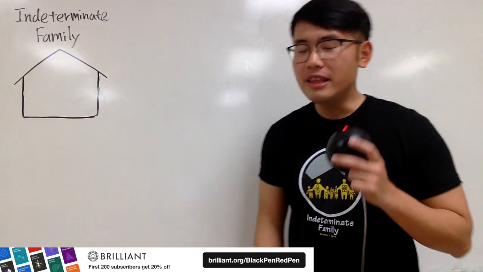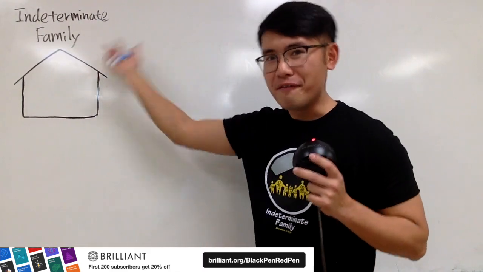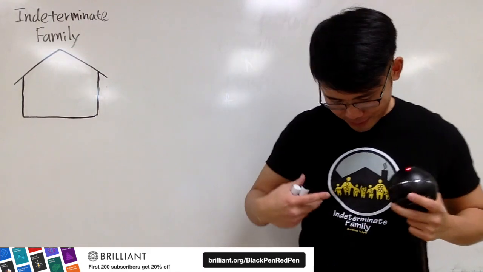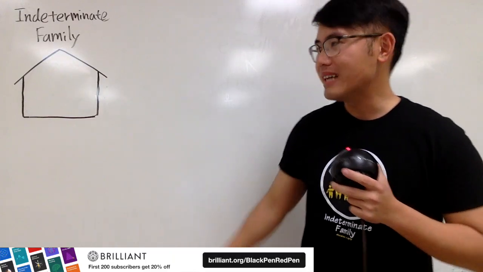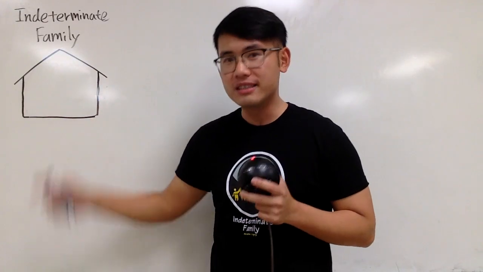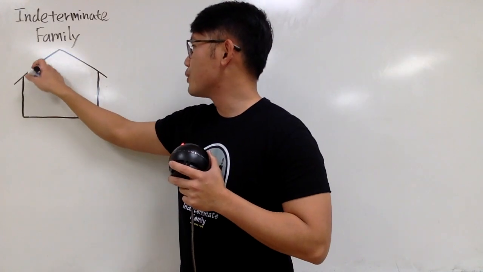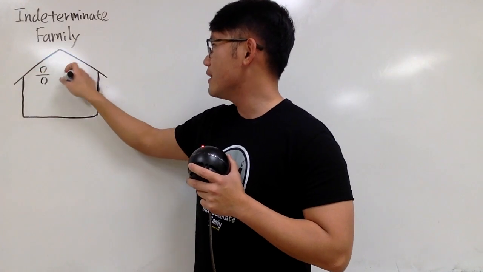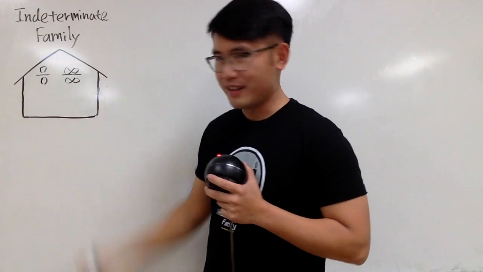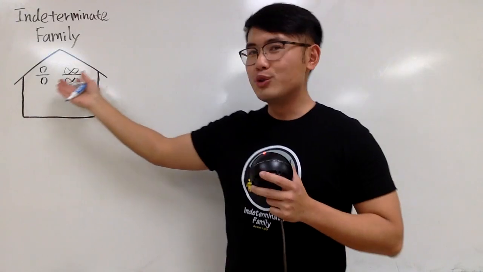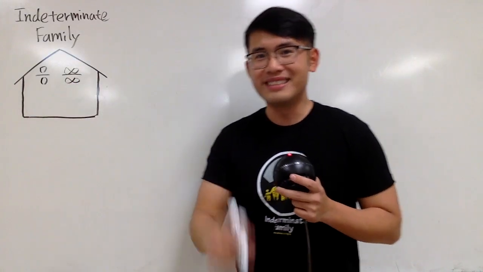Okay, ladies and gentlemen, let me introduce you guys to the indeterminate family. And yes, they are actually on my shirt already, but of course, I will write it down right here for you guys. First of all, let me introduce you to the parents. We have 0 over 0 and infinity over infinity. But I don't know which one is the mom, which one is the dad. You guys can let me know.